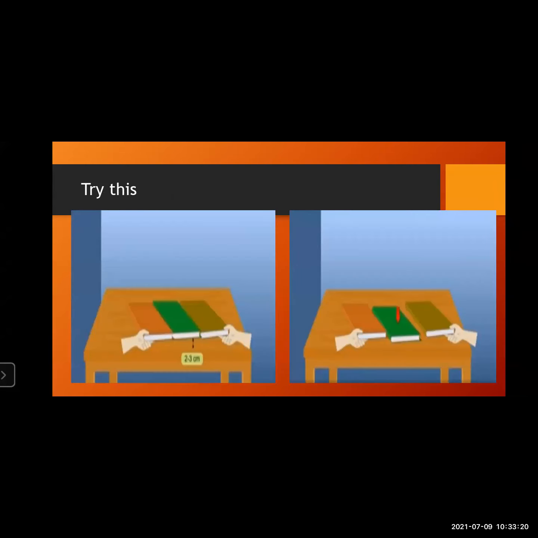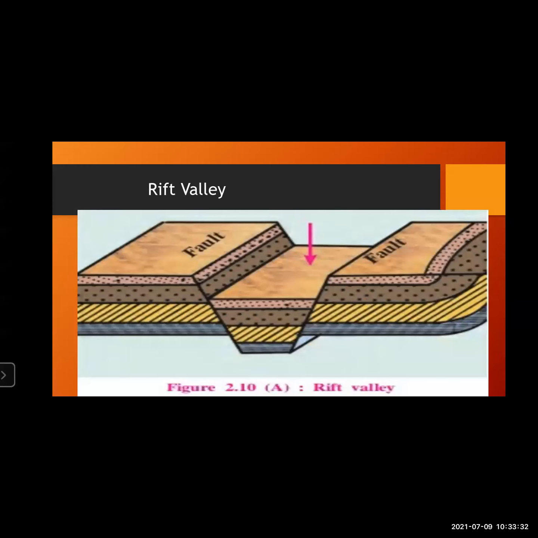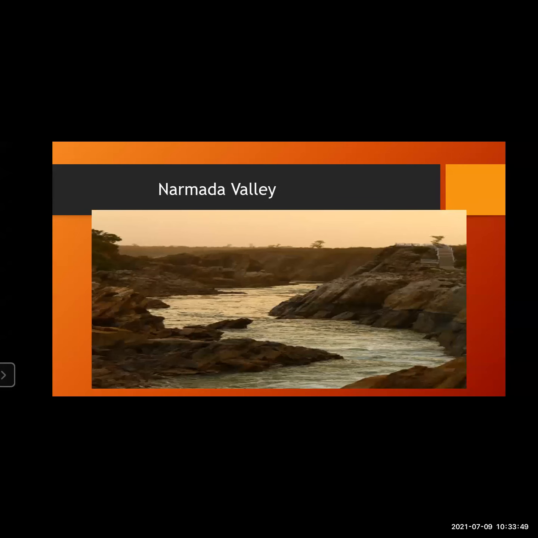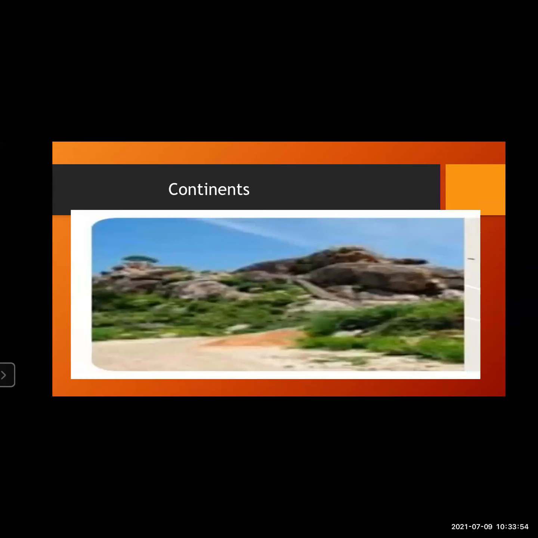Then one activity was told for us to do, that is the three books, and how the books were stuck together, and when you remove the two books from both the sides, how the middle book subsides or goes down. And this is related with how the rift valley is created. When the two forces are going apart from each other, the layer of the middle rock goes down, it subsides, and that is how the rift valley is created. We have seen the Narmada Valley, that is an example of a rift valley.